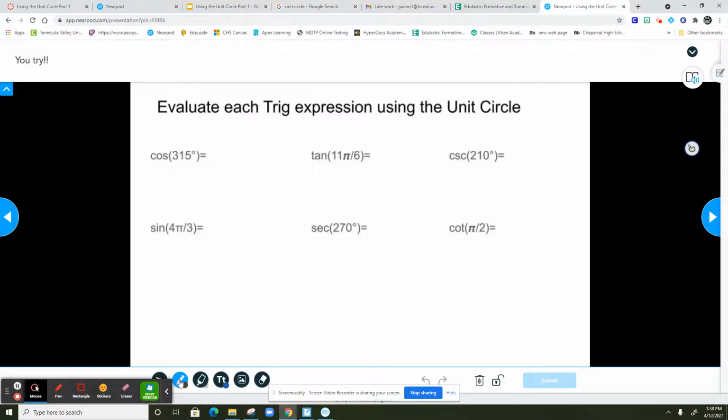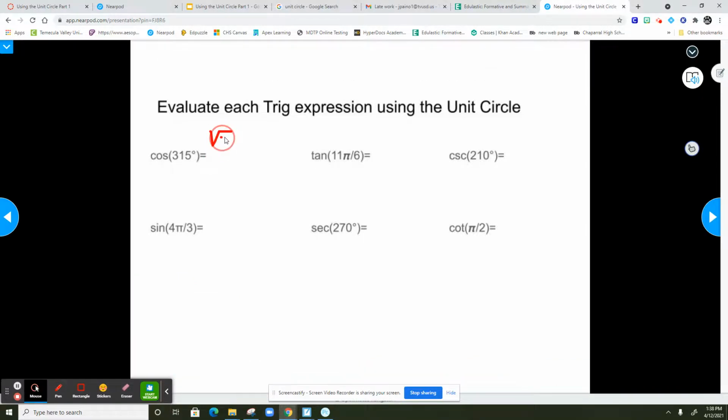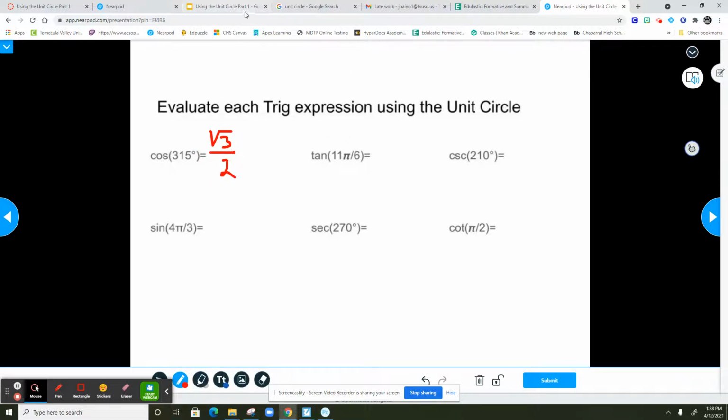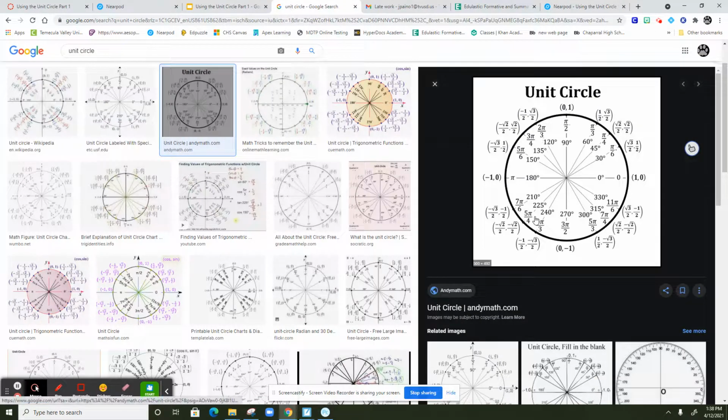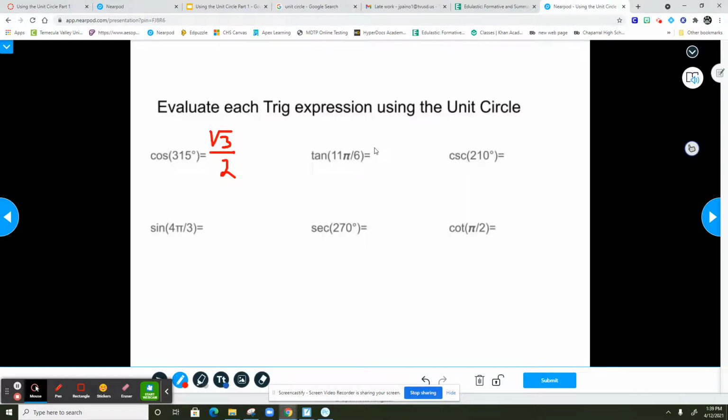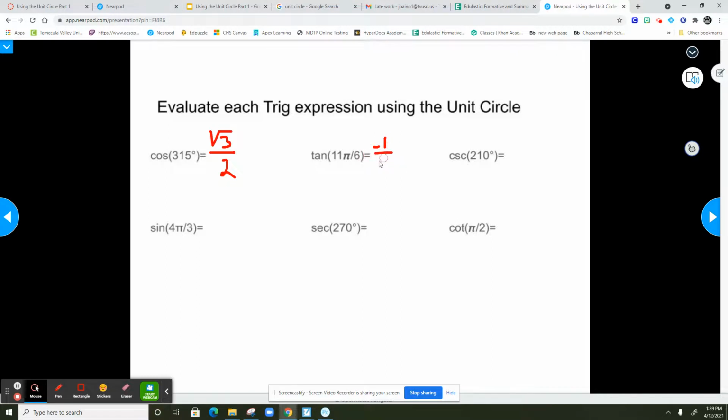Let's change my pen up a little bit, make it skinnier. All right, tangent of 11 pi 6. 11 pi 6 is over here. So tangent, remember, is y over x. So this is the one where it's going to be negative 1 over rad 3, which we can't leave like this. So when you rationalize the denominator, you get negative rad 3 over 3.